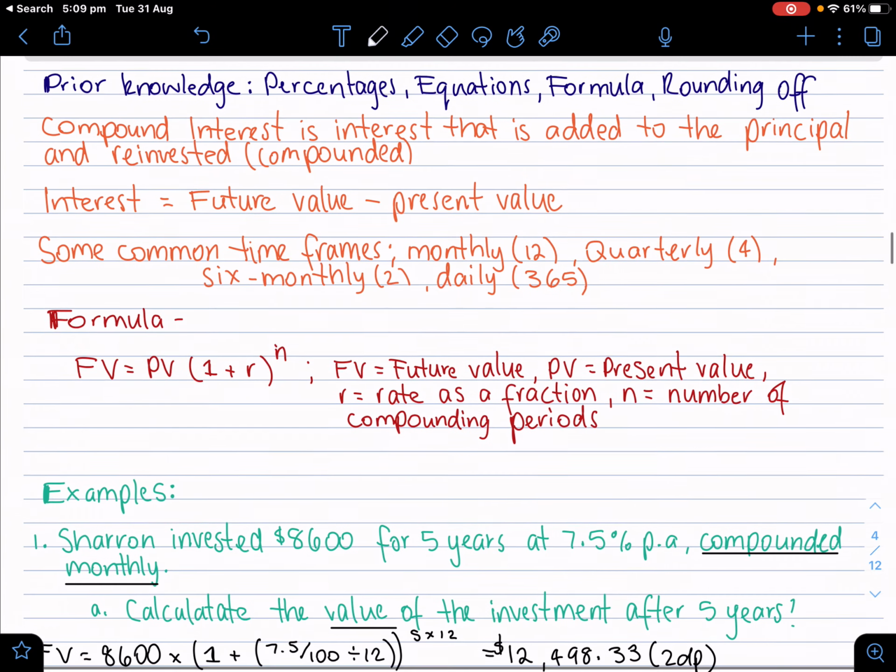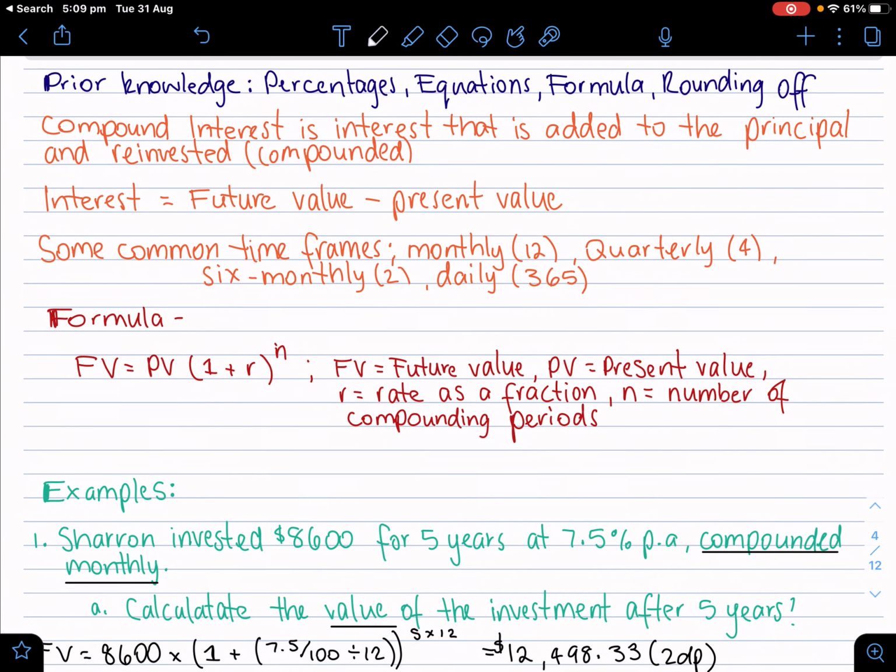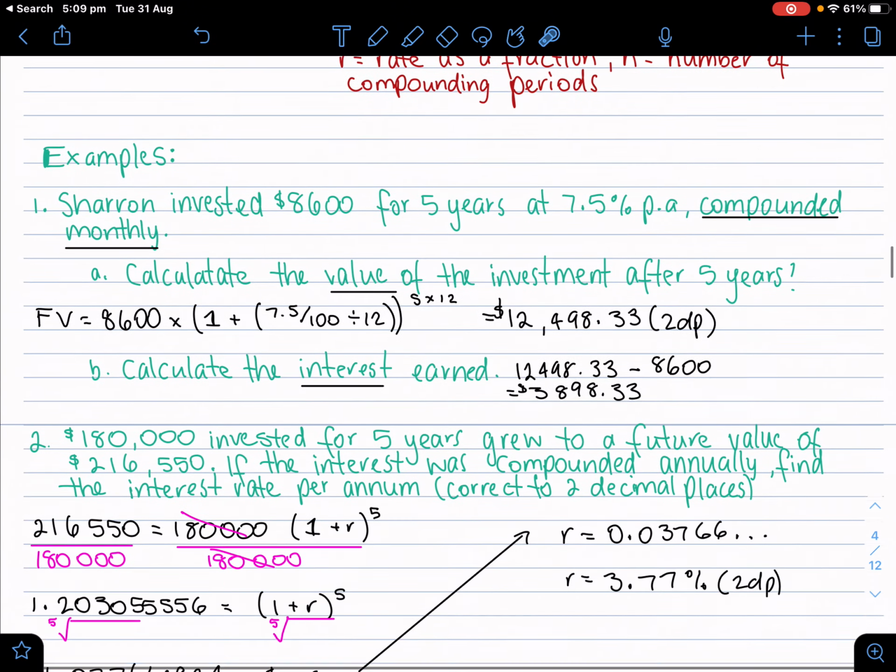Now with compound interest, we use a formula. And the formula is very simple, so you might want to write it down. The formula is future value equals the present value, 1 plus r. R is the rate as a fraction. Now some textbooks will say write it as a decimal. They're both fine. To the power of n, which is the number of periods. So let's have a look at some examples that we have.